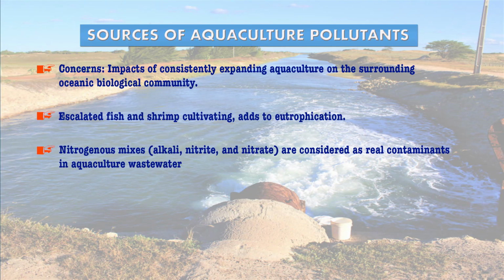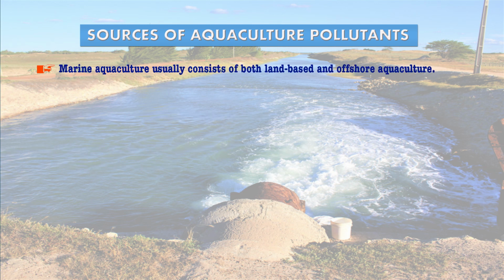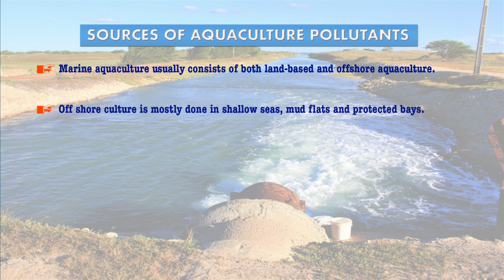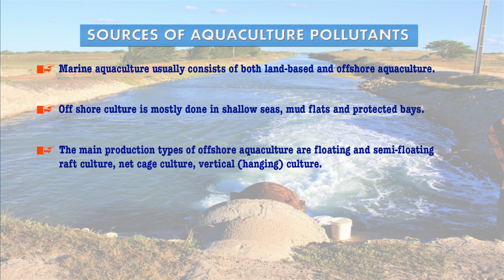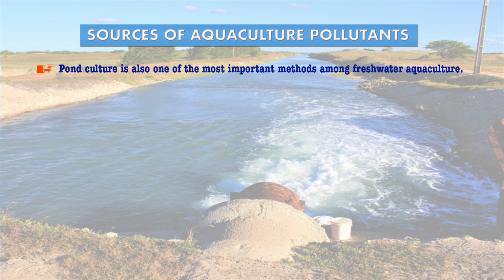Now the nitrogenous compounds can include ammonia, nitrite, nitrate, and they are all considered real contaminants in aquaculture wastewaters. Marine aquaculture usually consists of both land-based and offshore aquaculture. Offshore culture is mostly done in shallow seas, mud flats and also protected bays. The main production of offshore aquaculture includes floating and semi-floating raft culture, net cage culture and vertical hanging culture. Pond culture is one of the most important methods and mainly among the freshwater aquaculture techniques.